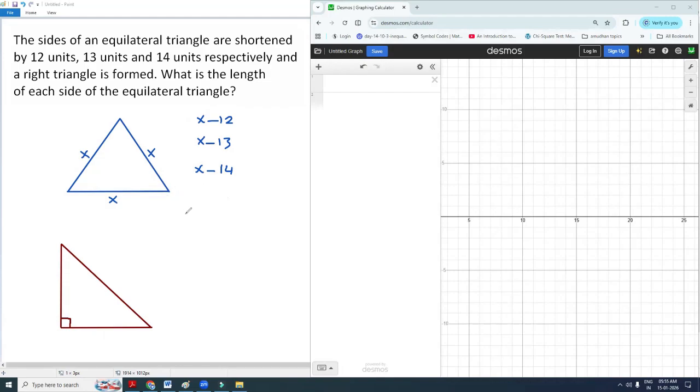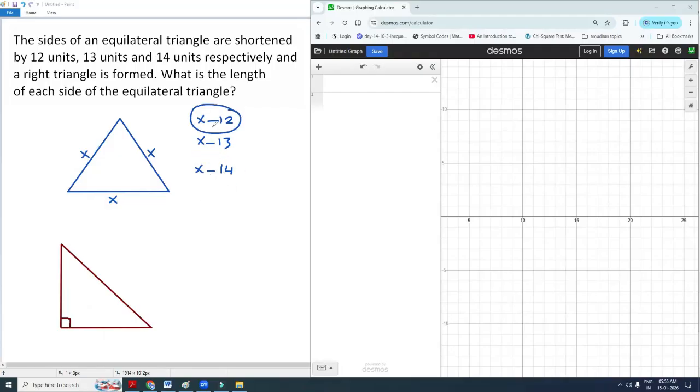We know that in any right triangle, the hypotenuse is the longest side. That is, the side which is opposite to the right angle is called the hypotenuse. Now, in these three sides, we have to find the hypotenuse. In the first one, 12 is subtracted from x, in the second one 13 is subtracted from x, and in the third one 14 is subtracted from x.